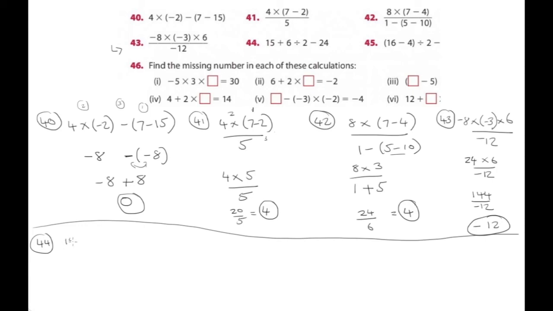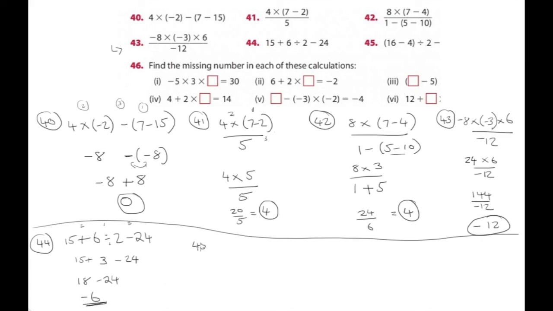44 is 15 plus 6 divided by 2 minus 24. So we have to do the division first, then this, and then this. So let's first divide these two numbers. 6 divided by 2 is 3. So it's 15 plus 3 minus 24. So 15 plus 3 is 18 minus 24. 18 minus 24 is minus 6. And that's the answer there.